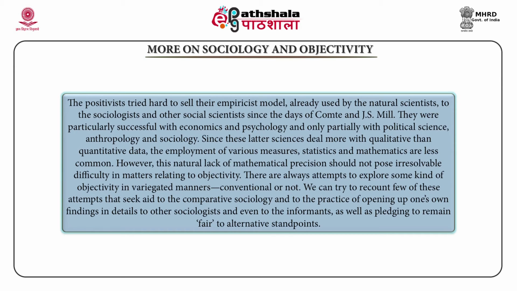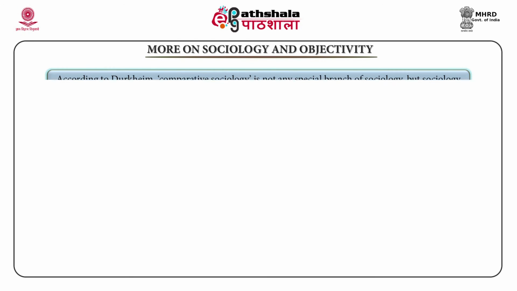Mill. They were particularly successful with economics and psychology, but only partially with political science, anthropology, and sociology. Since these latter sciences deal more with qualitative than quantitative data, the employment of various measures, statistics, and mathematics are less common. However, this natural lack of mathematical precision should not pose irresolvable difficulty in matters relating to objectivity. There are always attempts to explore some kind of objectivity in variegated manners, conventional or not.